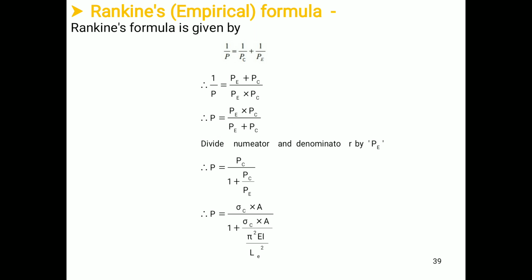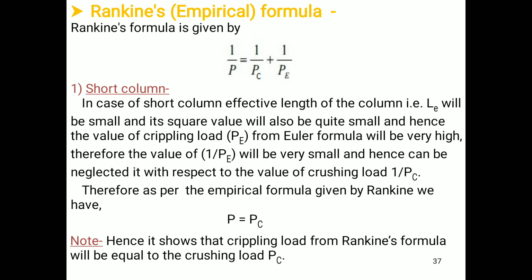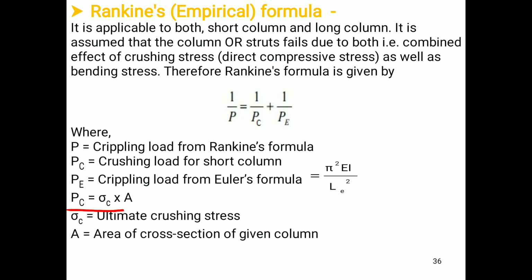So divide this numerator and denominator by Pe. We are going to divide this equation by Pe. Therefore, we will have the final equation P is equal to Pc upon 1 plus Pc upon Pe. This equation we have obtained after dividing by Pe. Now what is the value of Pc from the previous one? We have Pc is equal to sigma c into A.